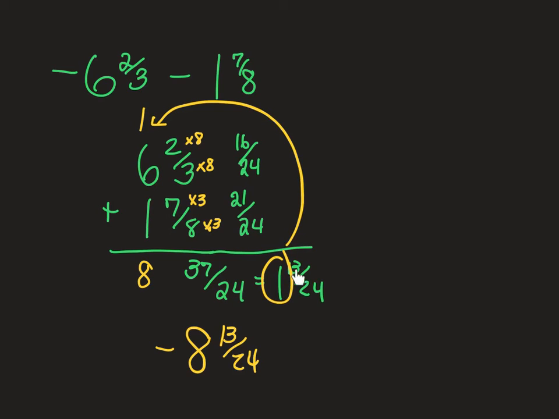With 13, you can't quite see, but that says 13. 13 left over. This whole number goes with the other whole numbers. And 6, 7, 8, I get an 8. 8 and 13/24. I come back up to the top. I say my bigger guy is negative. That's why my answer is negative. Negative 8 and 13/24.